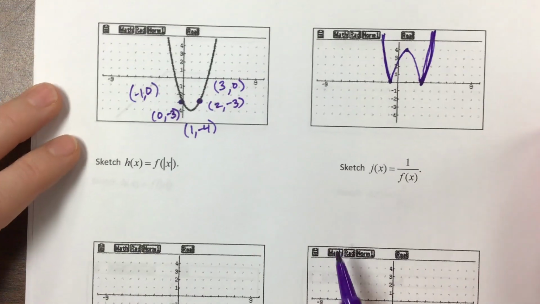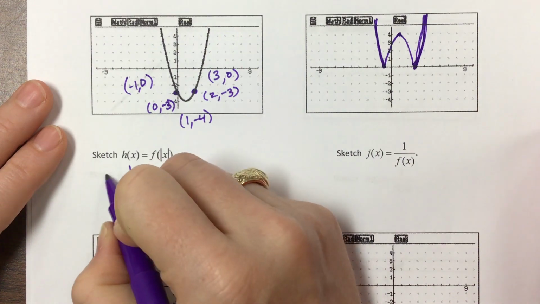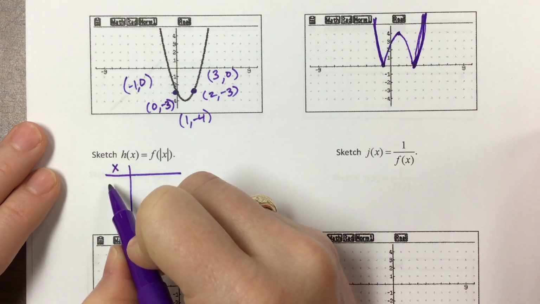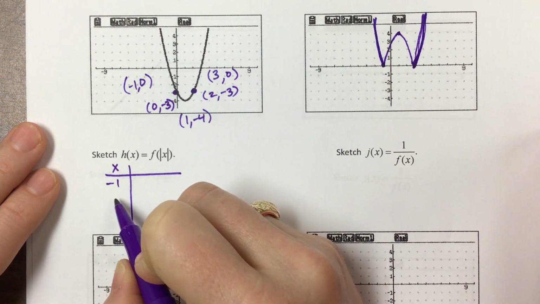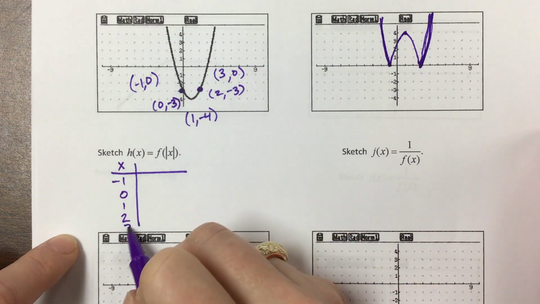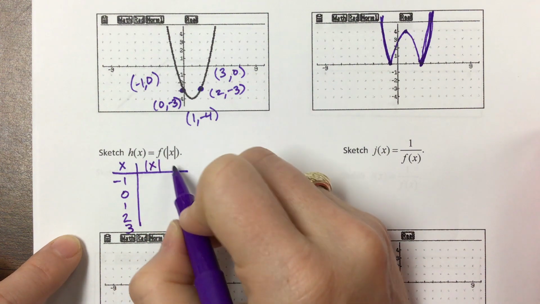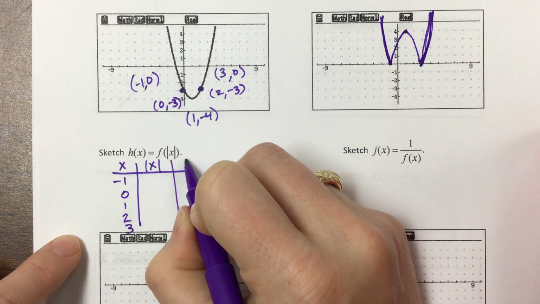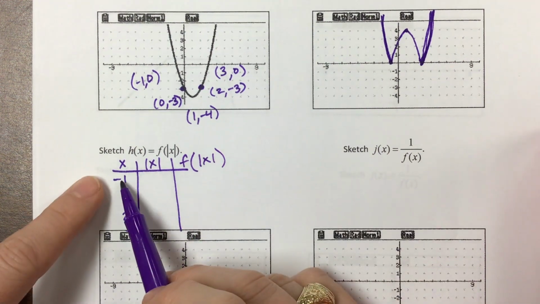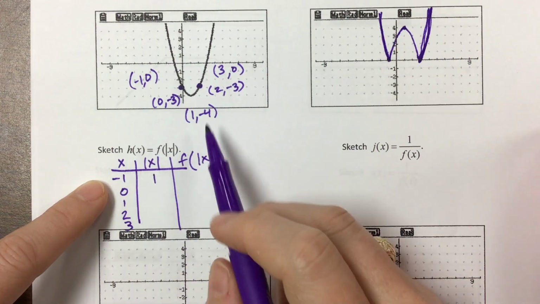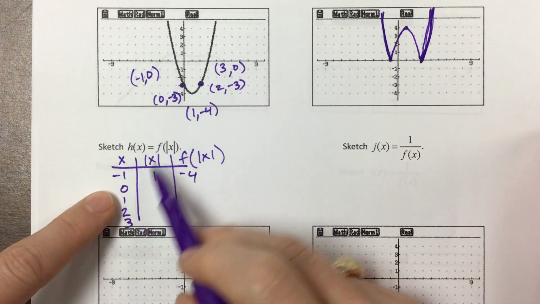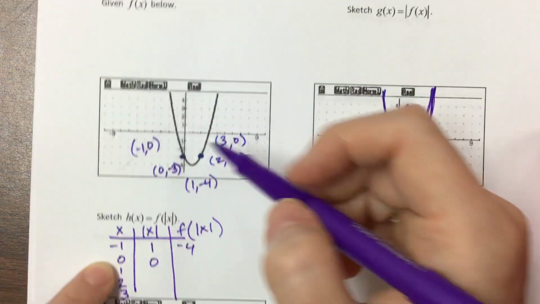And so h of x, if this is my x value, let's do negative 1, 0, 1, 2, 3. And then the absolute value of x, and then f of the absolute value of x. If I take the absolute value of negative 1, I get 1, and now the value from 1 on this graph was negative 4. At 0, the absolute value of that is still 0. You know what? I should grab something over here.